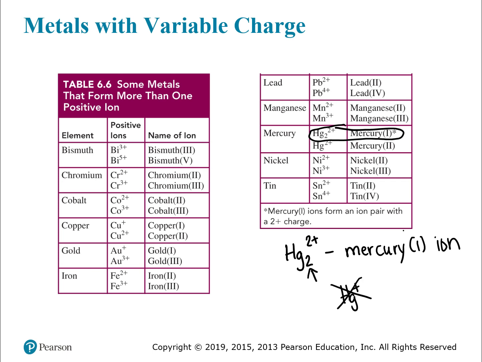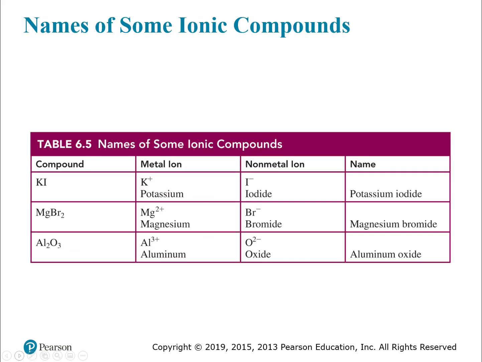So keep that in mind if you are dealing with a compound that involves mercury. All the other ones are straightforward, but I wanted to point out mercury because it's a little bit of a funky example. This chart will be helpful for your homework. Likewise, this chart of names of some ionic compounds will be helpful because it gives you the pattern: naming the metal ion, naming the nonmetal, and then putting them together.